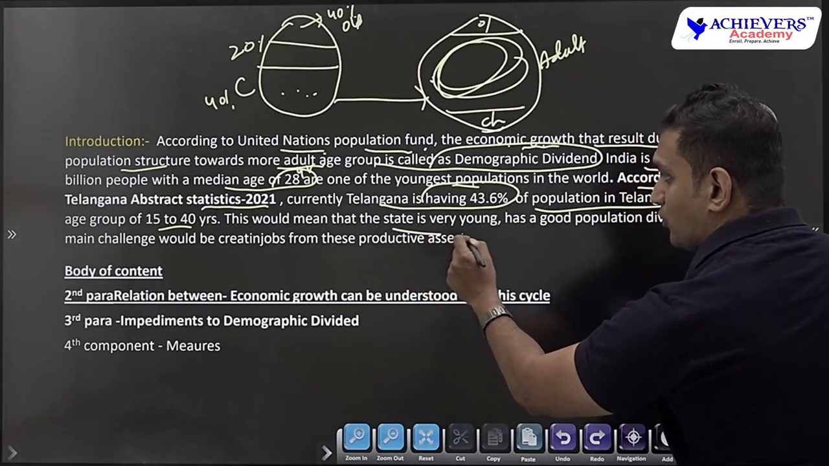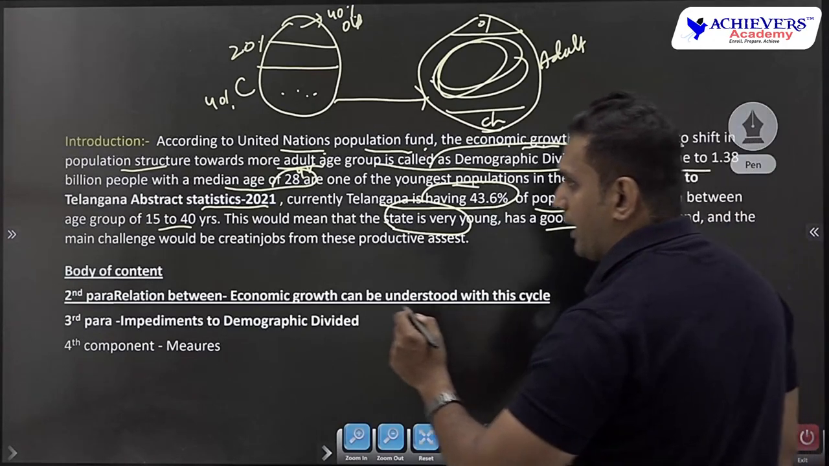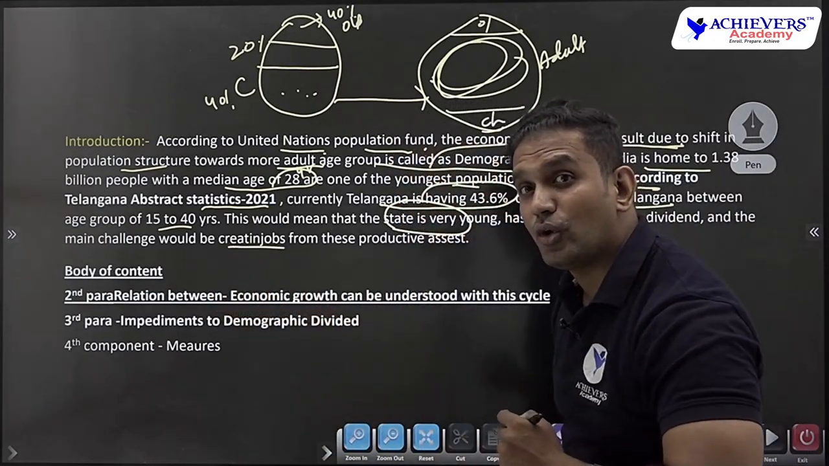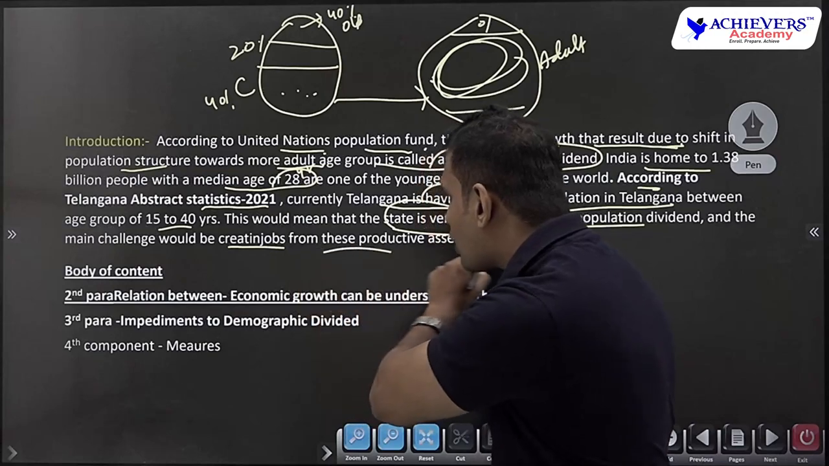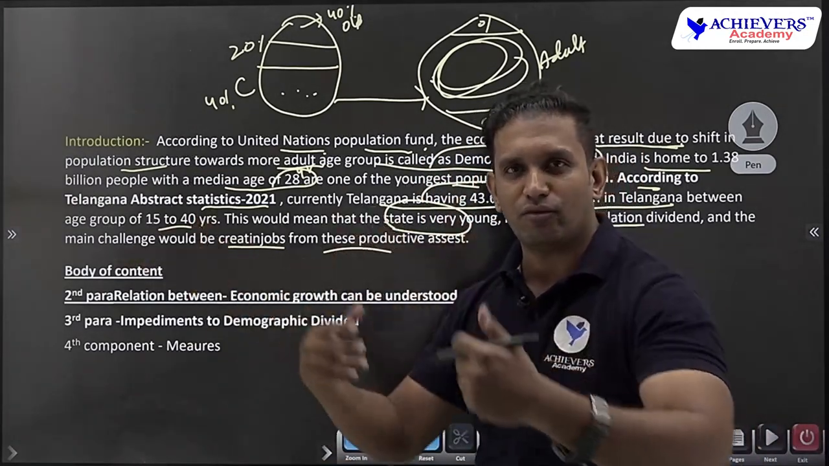It means our state, Telangana, is very young and has a good population dividend. And the main challenge would be what? For youth, what should we create? We should create jobs.